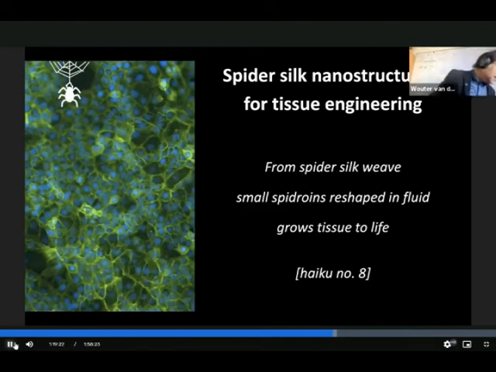Now let's see. The last part of my talk is about spider silk nanostructuring for tissue engineering. Haiku number 8: From spider silk weave, small spindrons reshaped in fluid, grows tissue to life.